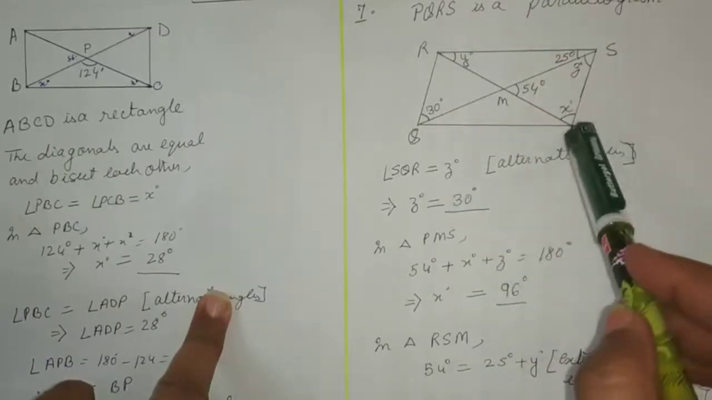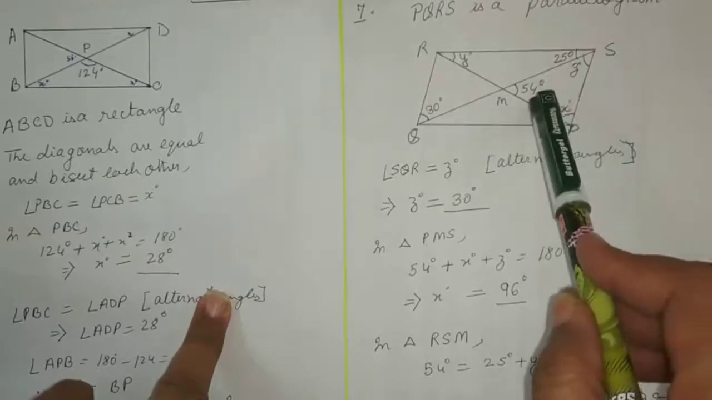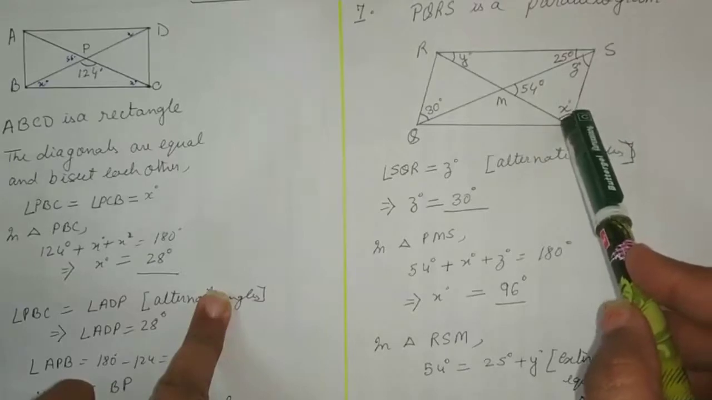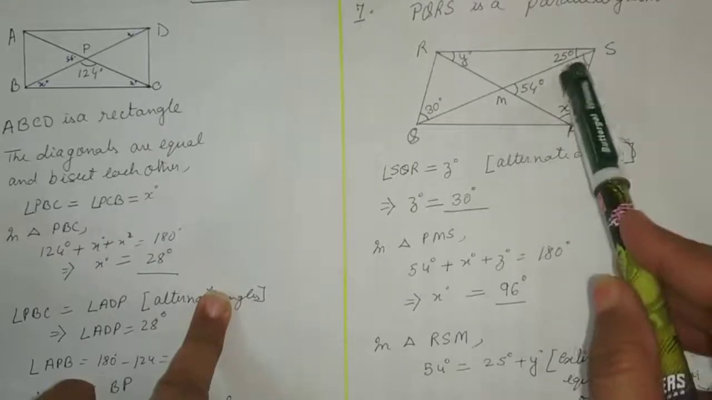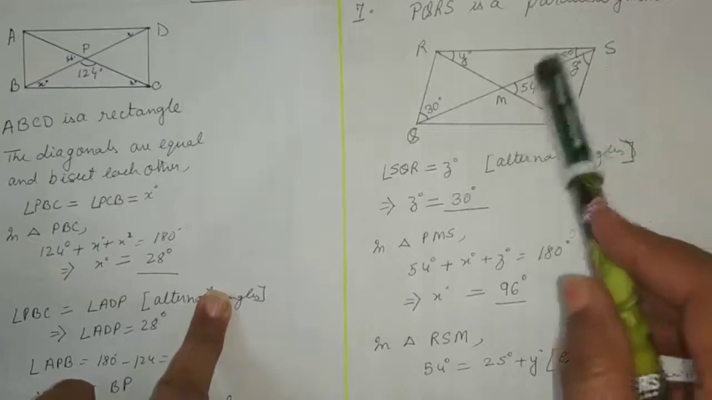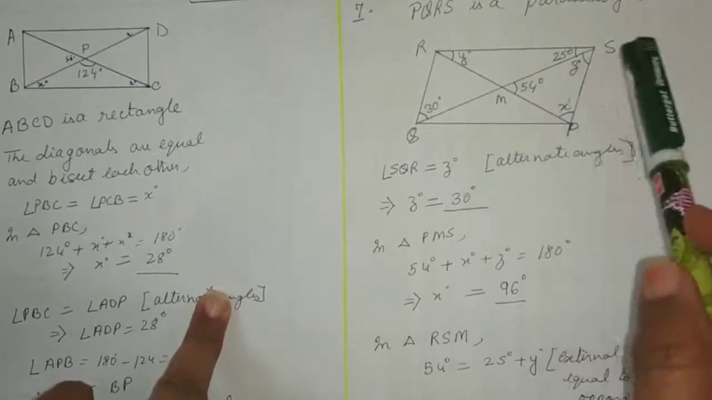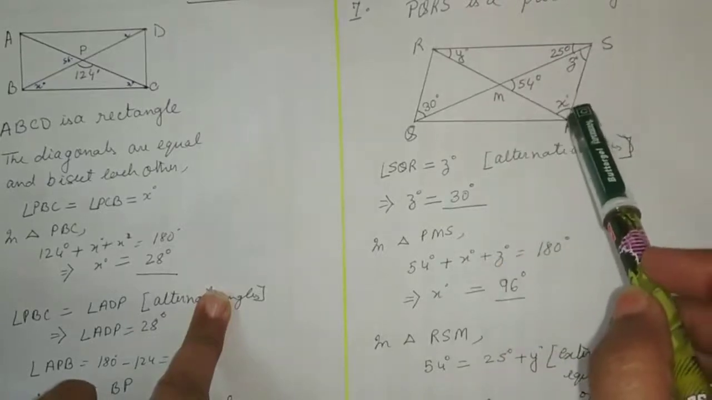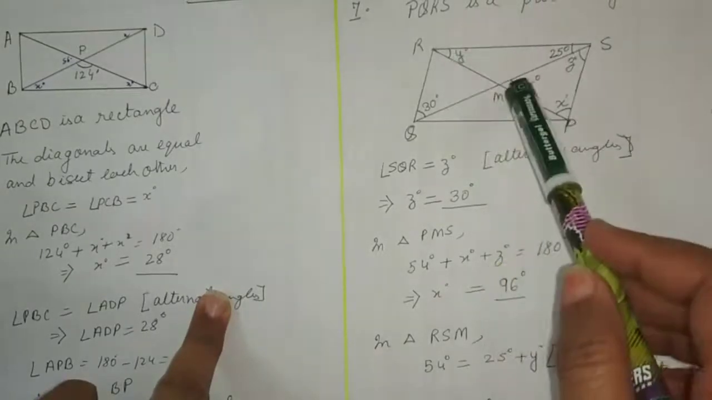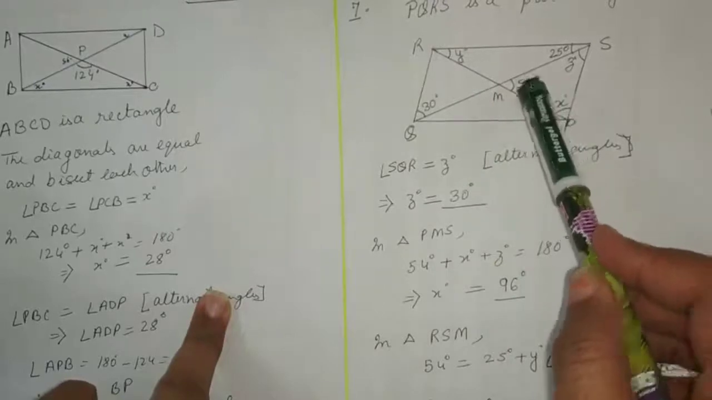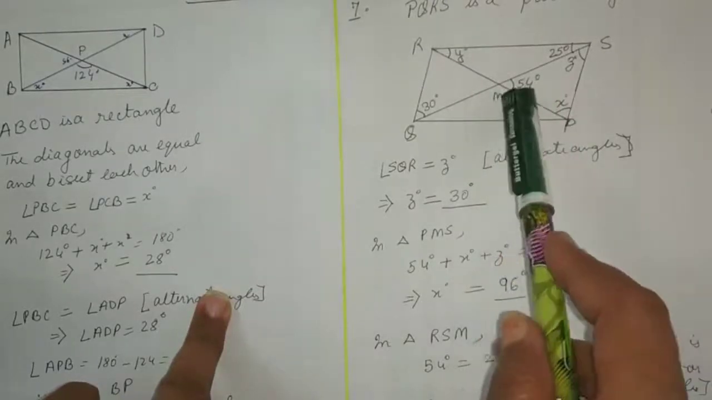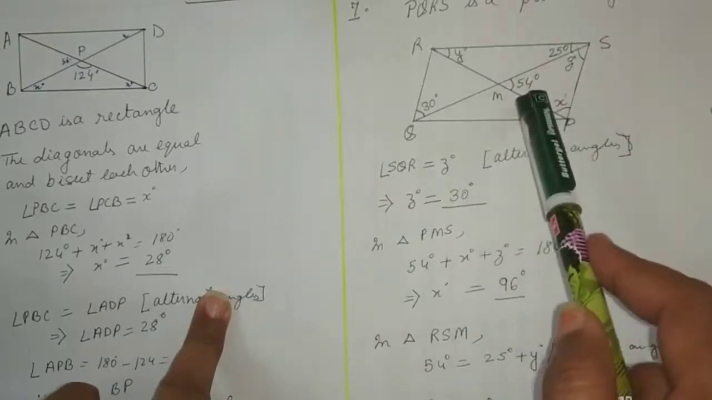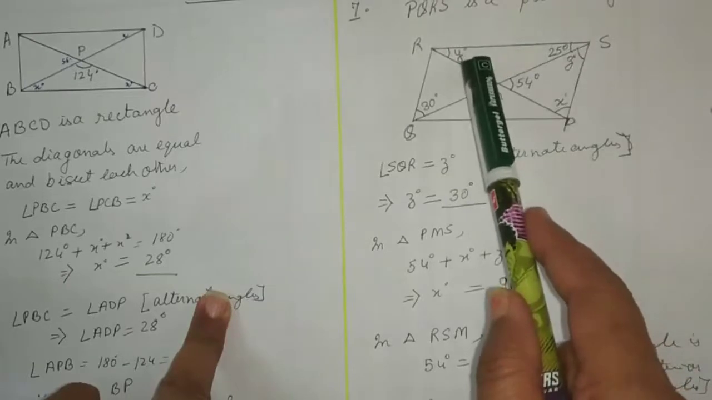Now in triangle PMS, 54 was given. Z's value we found out just now. So the third angle X we can find out. Sum of the three angles equals 180 degree. And in triangle RSM, we know that 54 degree is the exterior angle, which is equal to the sum of the two interior opposite angles. So 54 is equal to 25 plus y. You can find out y.